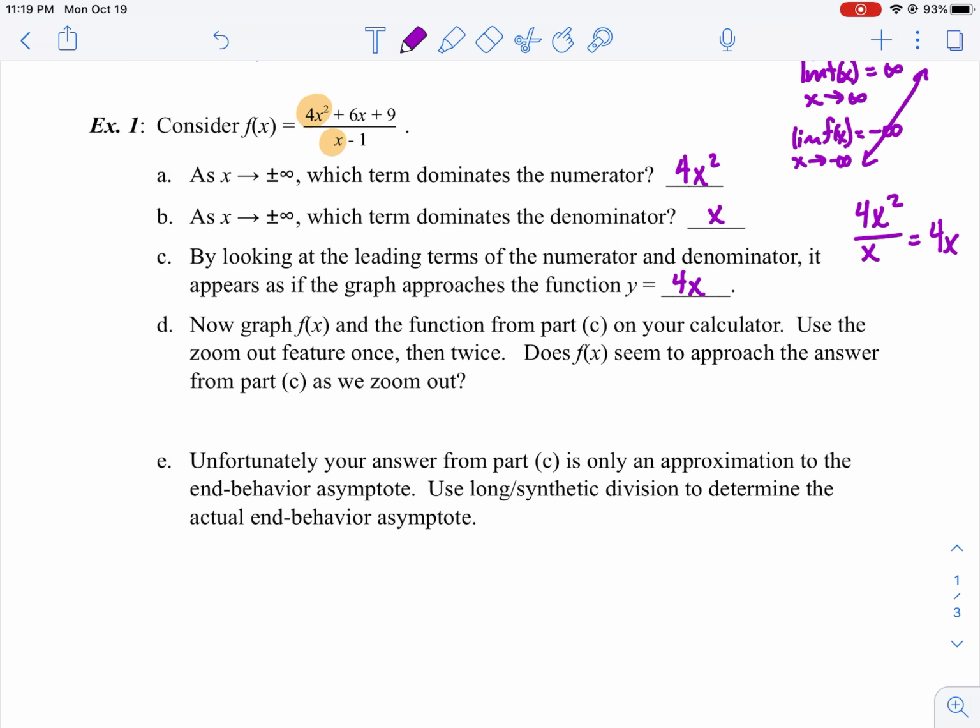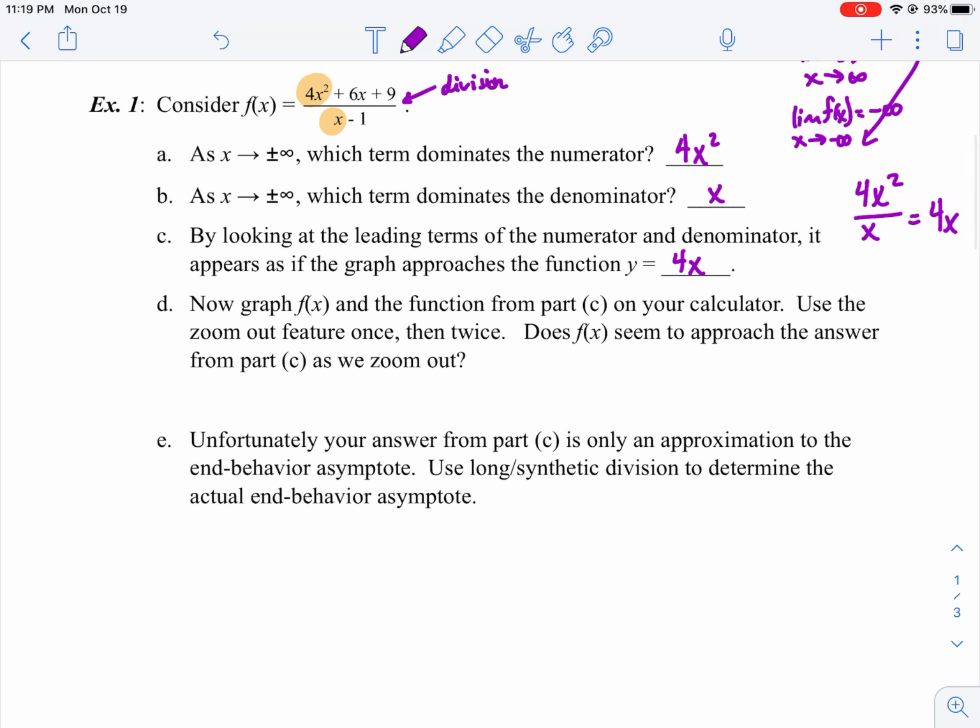So if I come back up here to the function, the fraction bar means division. So if I go ahead and divide, thankfully I can do synthetic. What goes on the shelf would be positive 1 since it's x minus 1. And then I would have a 4 and a 6 and a 9. So bring down the 4. 4 times 1 is 4. Add, I get 10. 10 times 1 is 10. Add, I get 19.